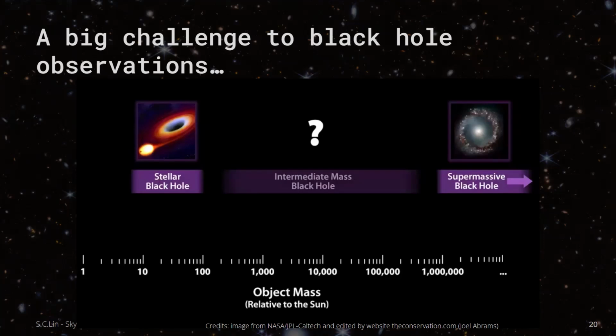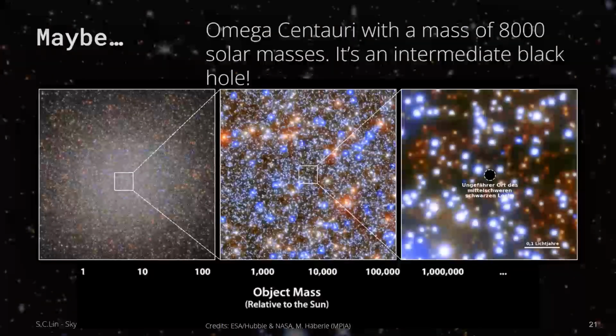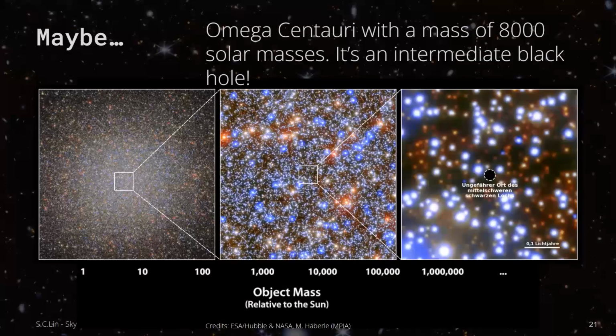So there are actually observations where people find some clue about these intermediate mass black holes. It's a black hole they estimated to have a mass of around 8,000, so much lighter than a supermassive black hole of 1 million solar masses, but also much heavier than a stellar black hole.